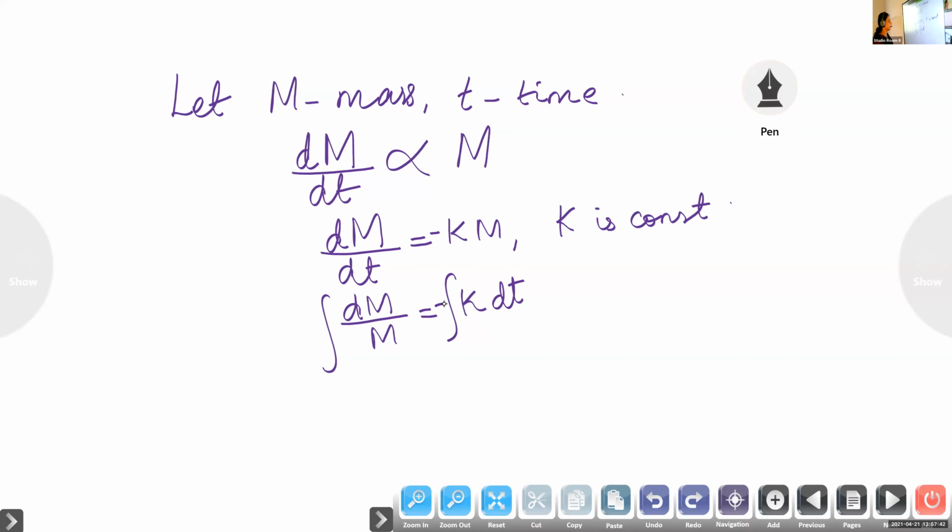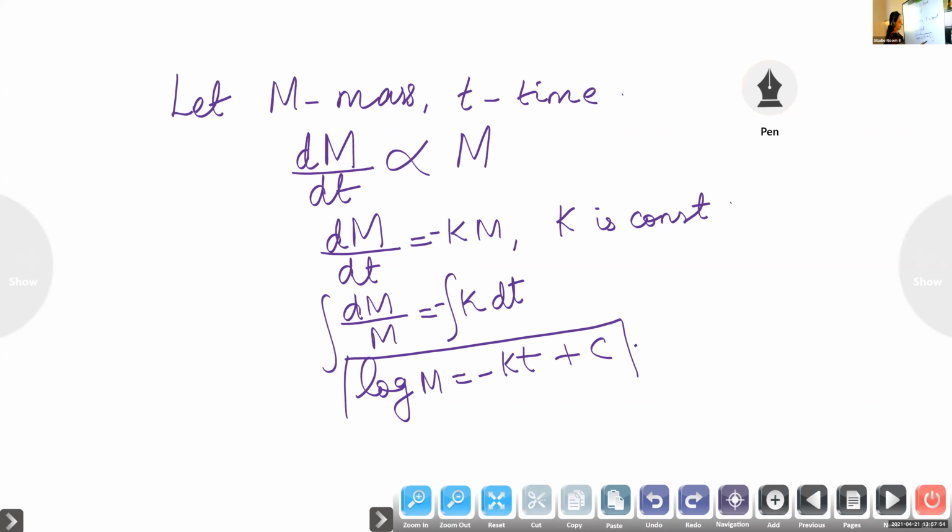Aparna, tell me. Ma'am, log m is equal to minus k into t plus c. Correct, it is minus k into t plus c. This is equation 1. Now what is given?